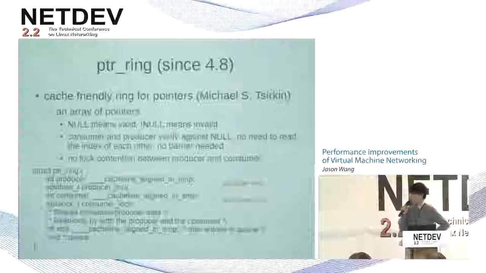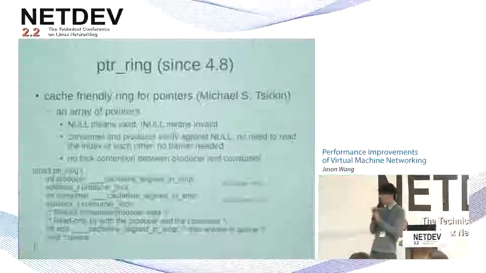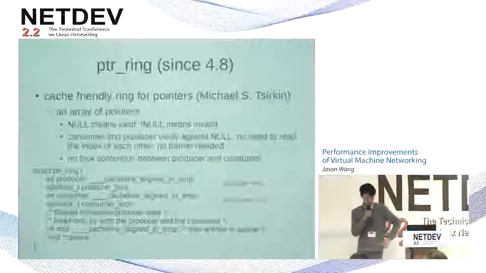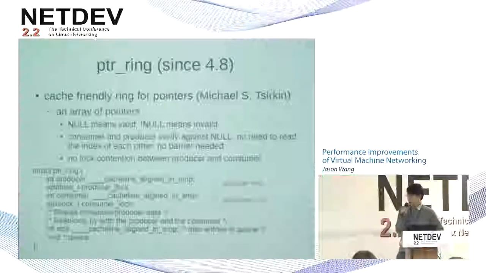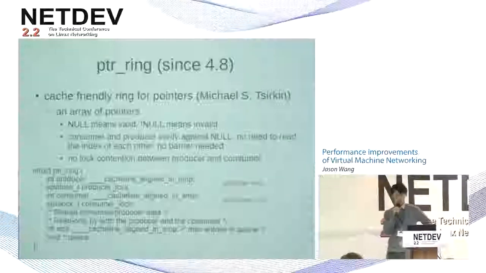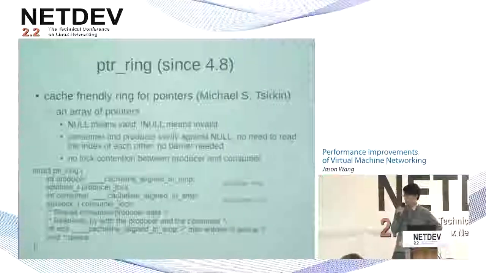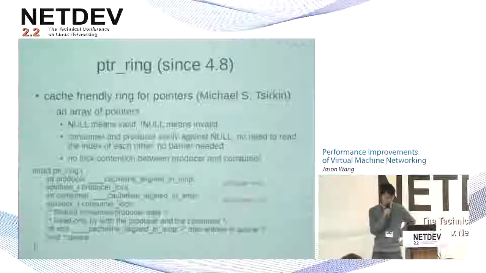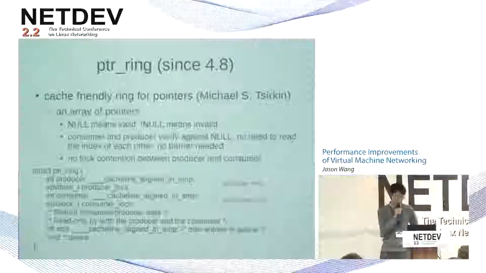One of my colleagues, Michael Tsirkin, invented a very cache-friendly data structure. Basically, it is just an array of pointers, and the producers and consumers have their own index. The most interesting part is that the producer does not need to check the consumer's index, because it only needs to verify the array entries against null.